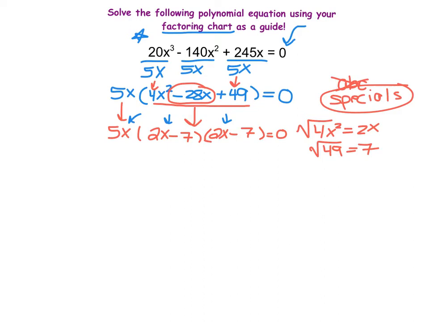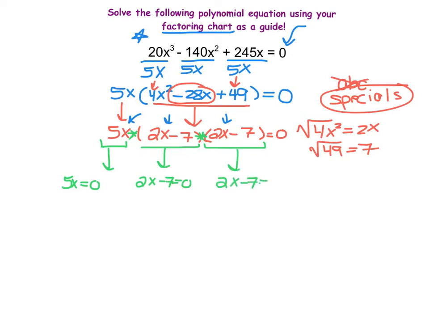Once we get to this point, we can actually solve the polynomial equation. And what I notice here is that I have multiplication all across the board. I have 5x times 2x minus 7 times 2x minus 7, and all of that equals 0. So this now is an application of the zero product property. I can now set each part equal to 0. So I take 5x equal to 0, 2x minus 7 equal to 0, and 2x minus 7 equal to 0. Then I solve each part for x.